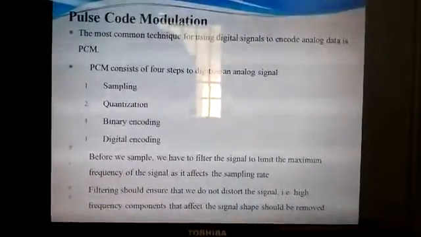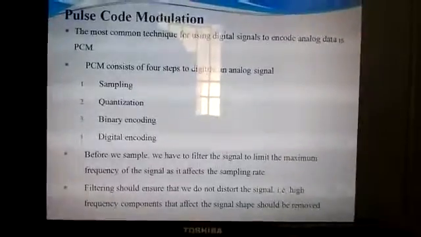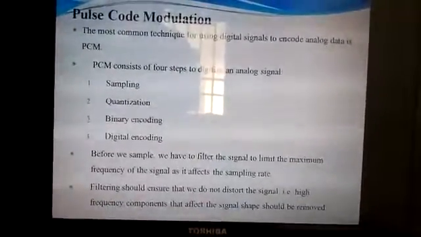Hi everyone. Today we are going to see the topic about pulse code modulation. Pulse code modulation.